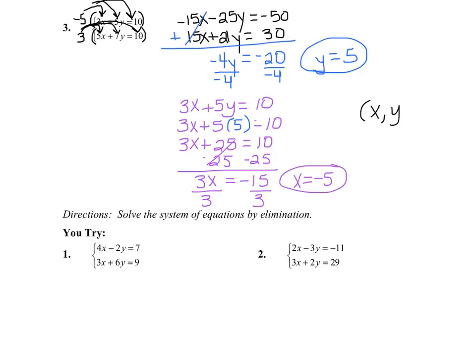And our final answer is an (x, y) coordinate. So our x is equal to negative 5, and our y is equal to 5. So your final answer is (negative 5, 5).